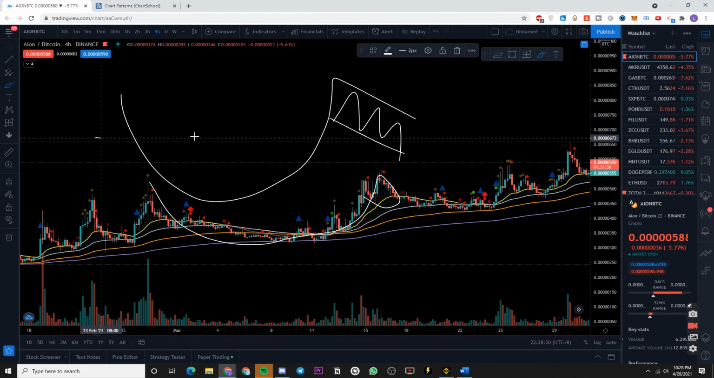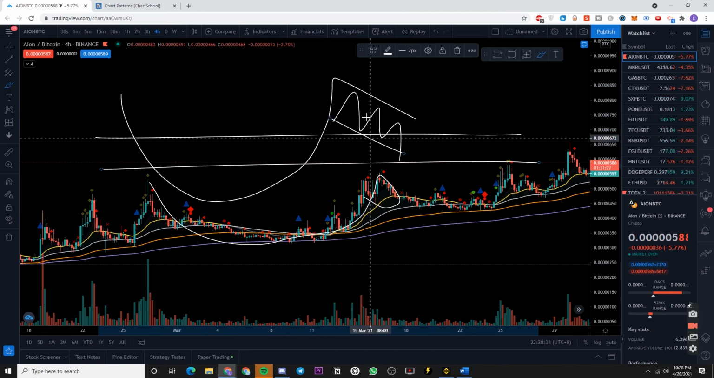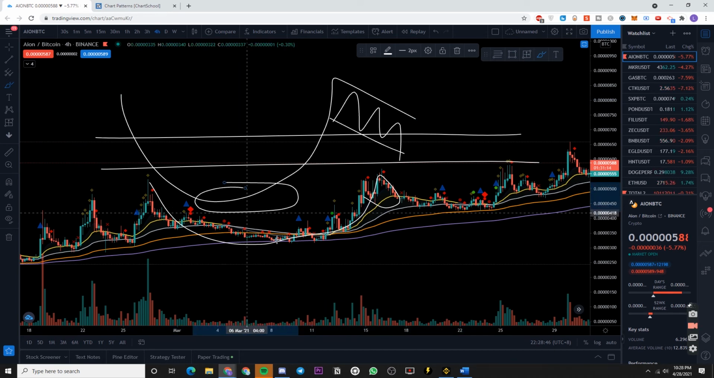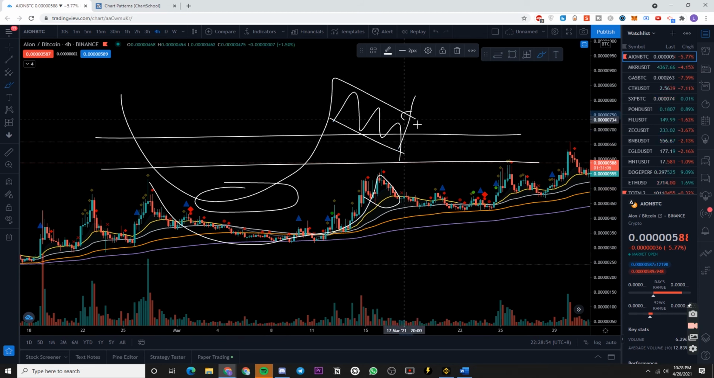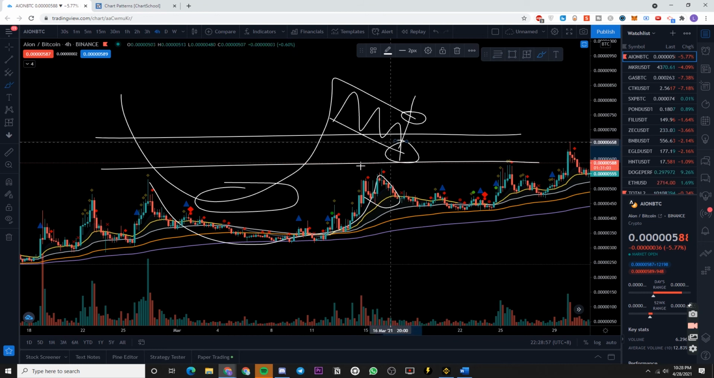Usually the handle does not fall below 1/3 of the cup, but even 50% of the cup is still decent. Usually when you see this kind of pattern, say you missed the entry on the bottom of the round bottom, this would be your second entry. You buy either the breakout of the handle or you buy at the bottom of the pattern.